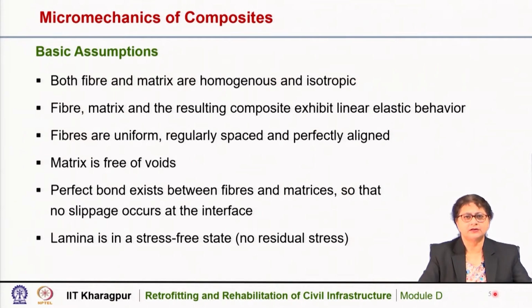Fibers are uniform, they are regularly spaced within the composite and perfectly aligned within the composite. The matrix is free of voids. The fibers are placed within the matrix and the matrix is free of voids, and there is a perfect bond between the fiber and the matrix, so that no slippage occurs at the interface. So, we assume that the fibers are perfectly aligned, the matrix is free of voids and there is no delamination, no slippage between the fiber and the matrix, and the lamina is in a stress free state.